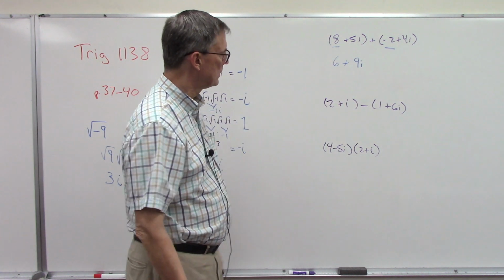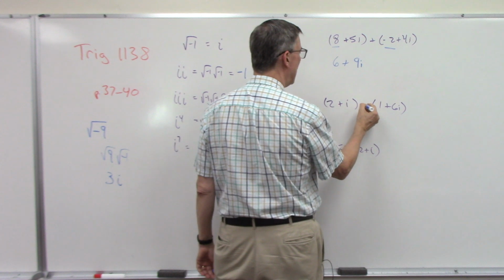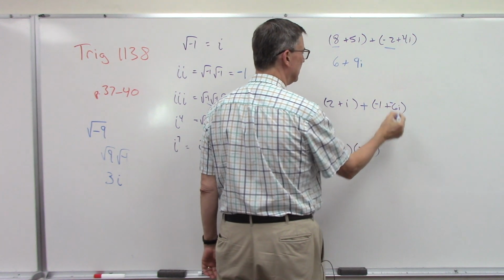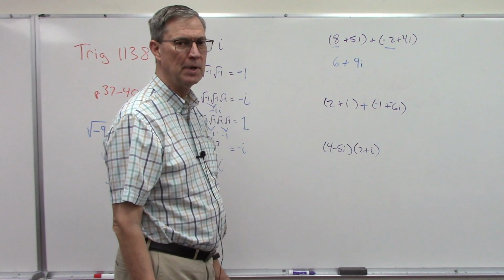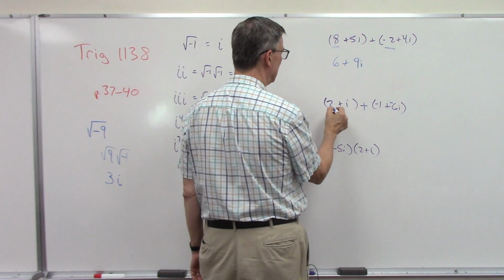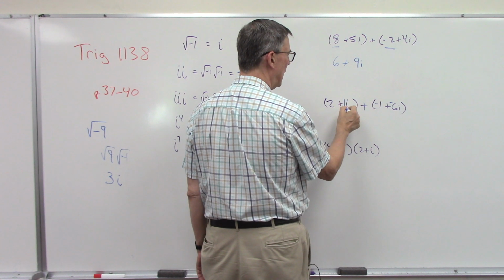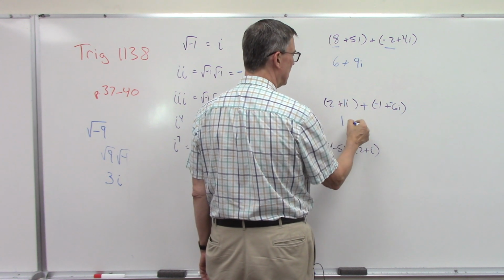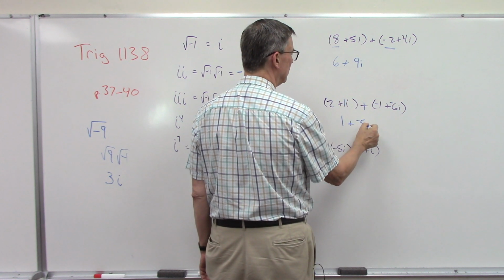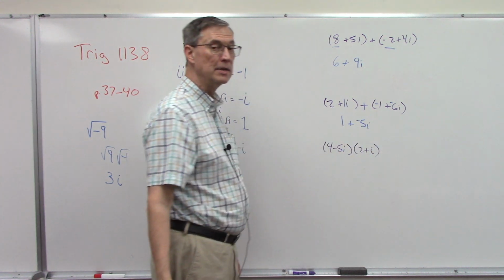If we're subtracting, it's like we're adding the opposite of those two. So you distribute the negative sign, and now you can add 2 plus -1 is 1. 1i plus -6i would be -5i. Or we could say 1 minus 5i, same thing.